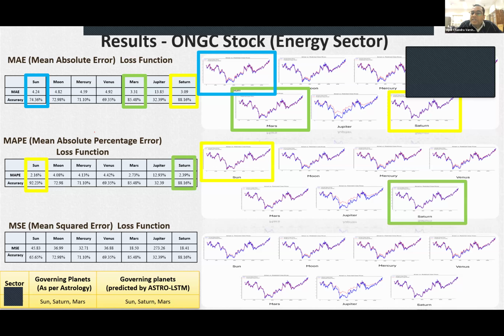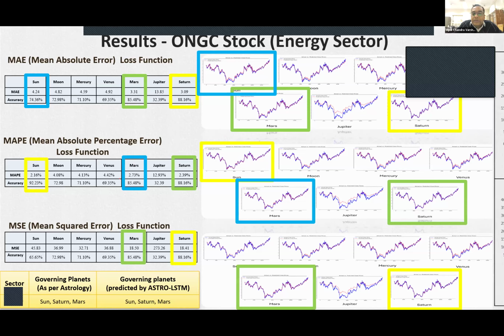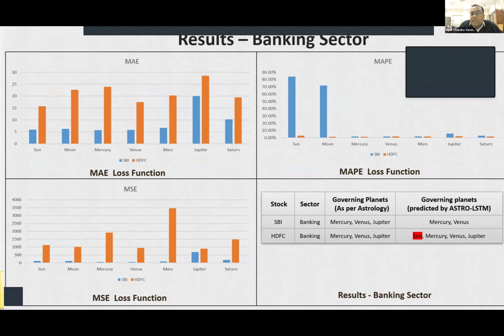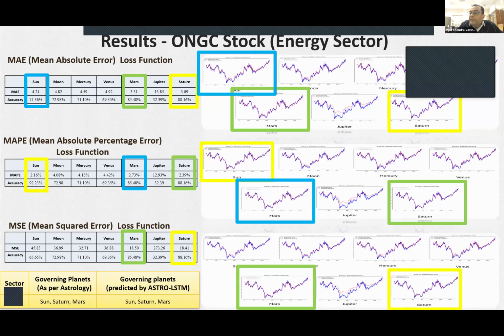Similarly, for MAP loss functions, I am getting the results totally as per the astrology. You can see the first, second, and third. And similarly, for this MSE loss function, I'm getting the same result here. It means that overall my functions are totally in line with astrology.